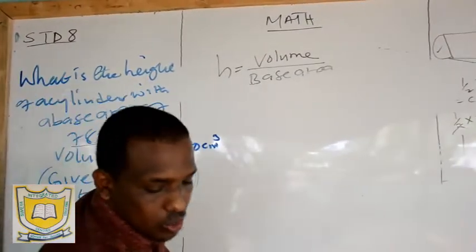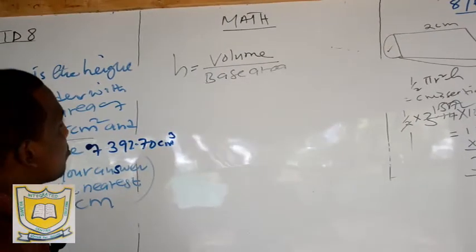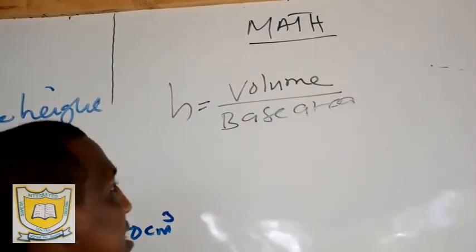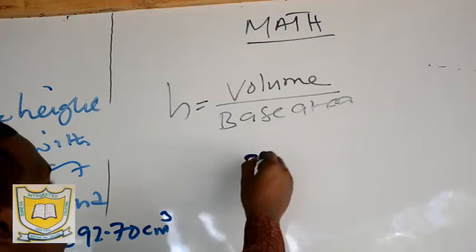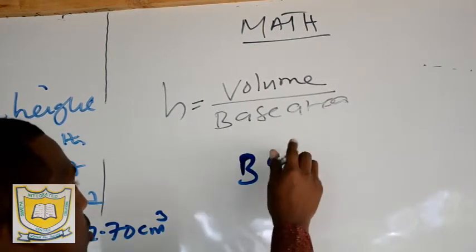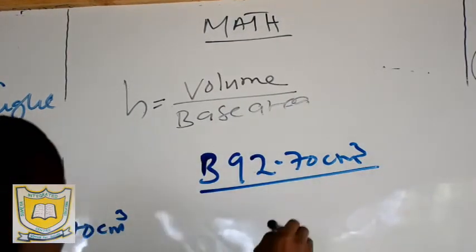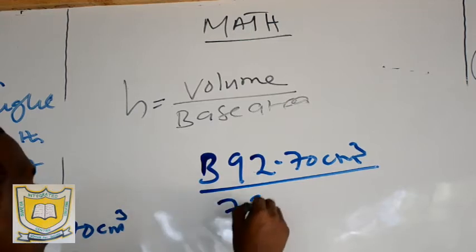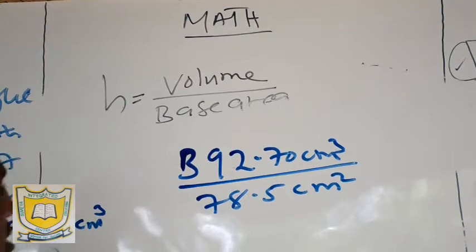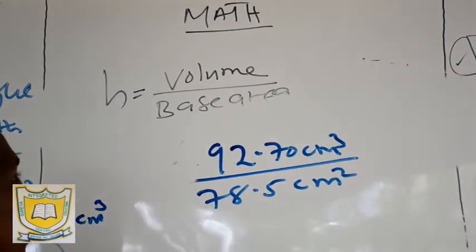So what we do now to get the height, we say height is equal to volume over base area. Volume, you are given 392.70 centimeter cube, over 78.5 centimeter squared. That is how we get the height.